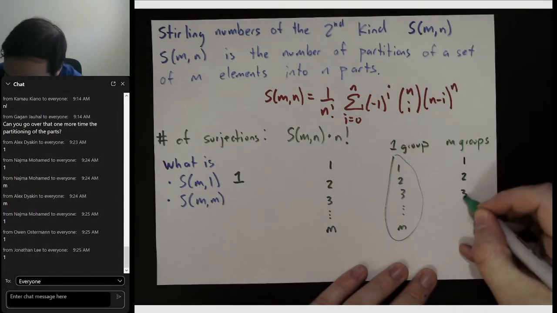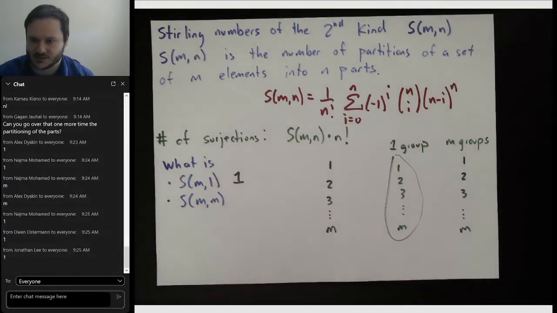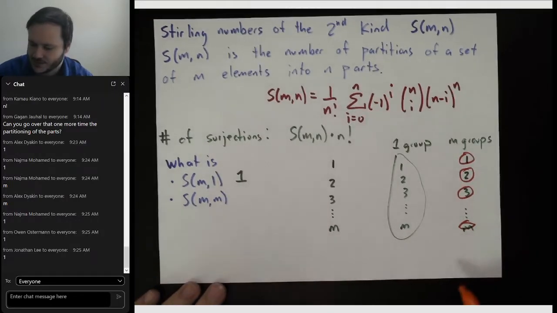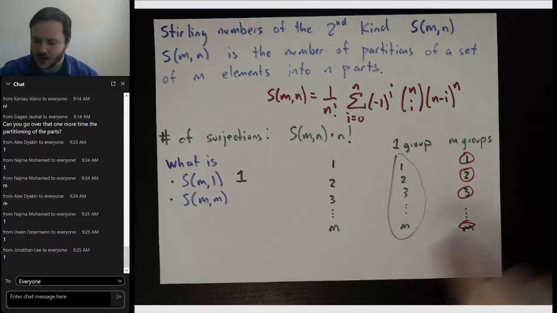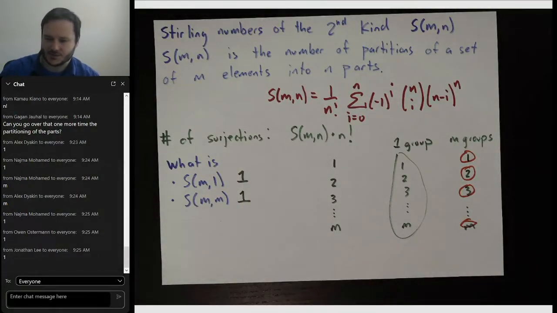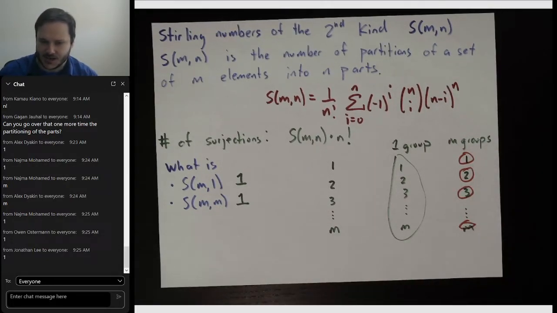Good. So how many ways are there to draw m circles around m elements? Well, I draw a circle here, I draw a circle here, I draw a circle here, I draw a circle here. Is there any other way to draw the circles? There's only one way to draw these circles. S of m comma m is also one. Only one way to break m things up into m sets is to put each thing in its own set.